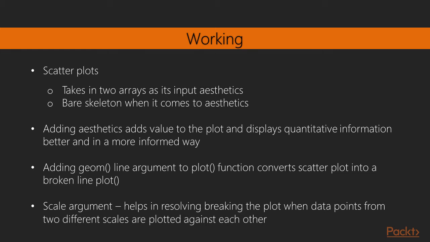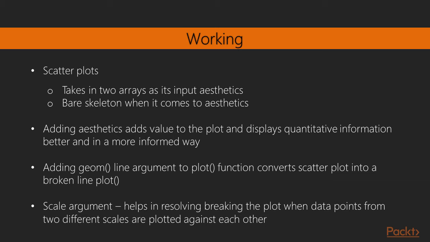Now let's see how it works. A point geometry plot is popularly called a scatter plot. It takes in two arrays as its input aesthetics. The scatter plot is a bare skeleton when it comes to aesthetics. In other words, it is the simplest scatter plot with no added Gadfly aesthetics. Adding aesthetics adds value to the plot and displays quantitative information better and in a more informed way.